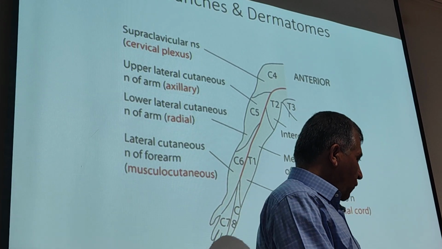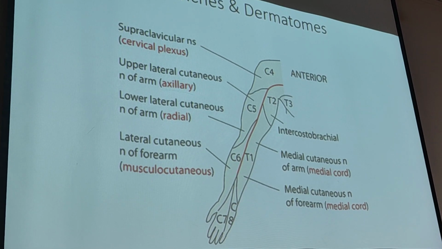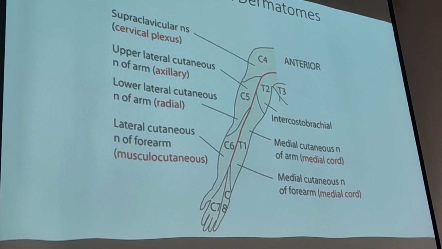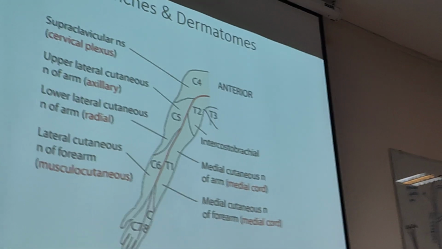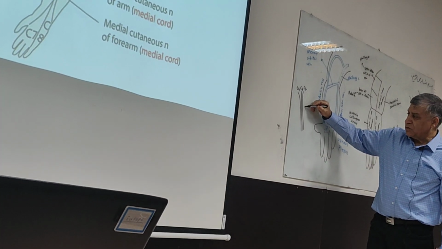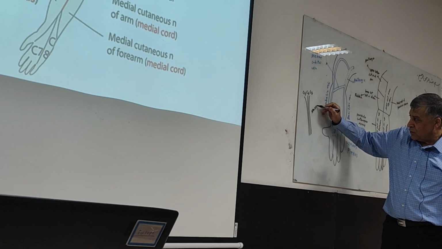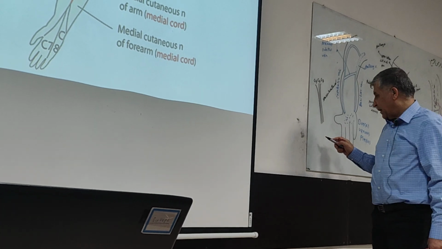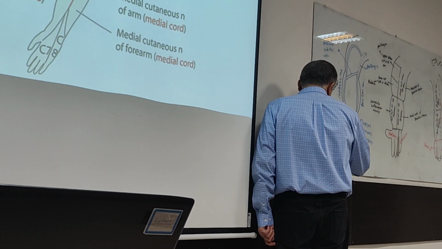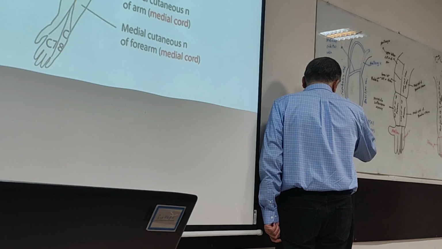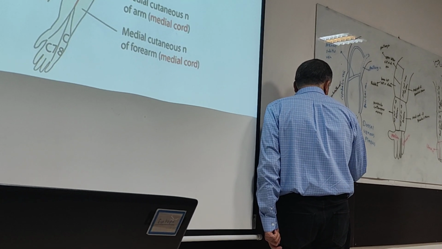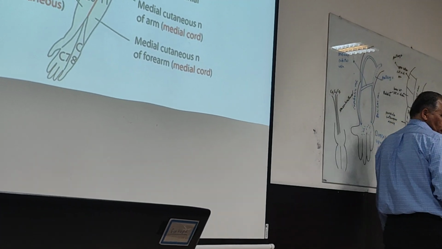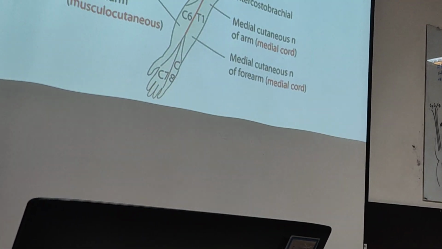Okay? For example, C5, C6, C7 contribute to the formation of, for example, the musculocutaneous nerve. Okay? This one innervates the lateral side of the forearm. Which of them are dominant?